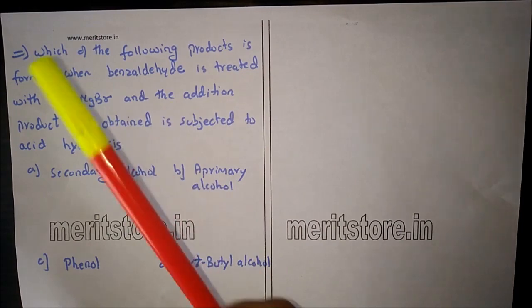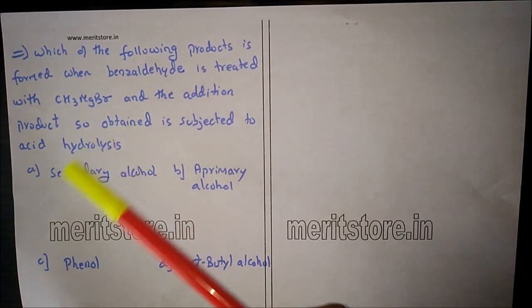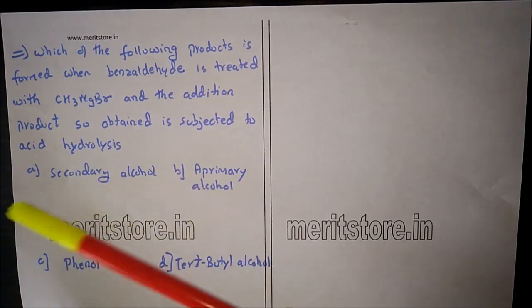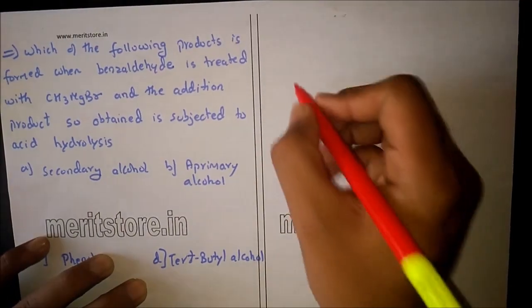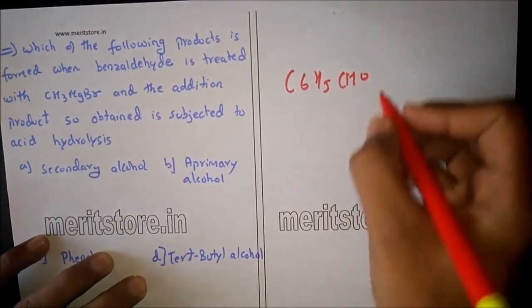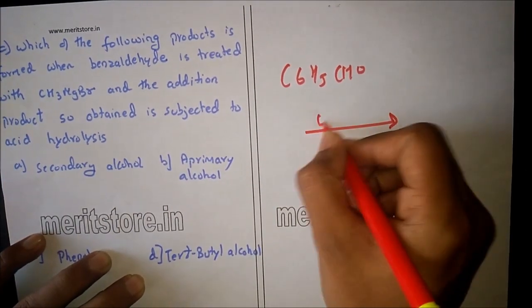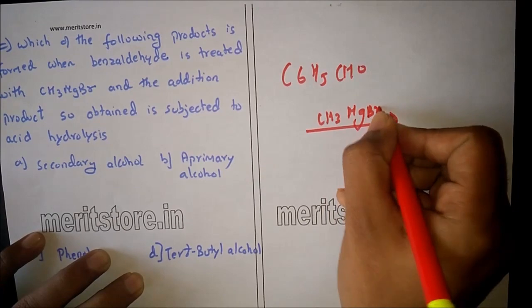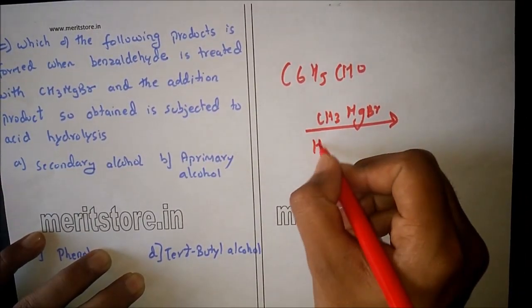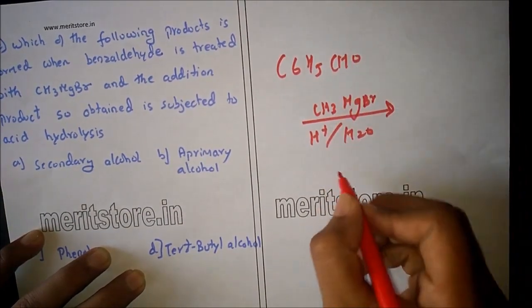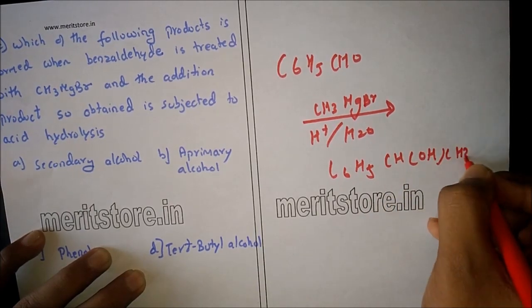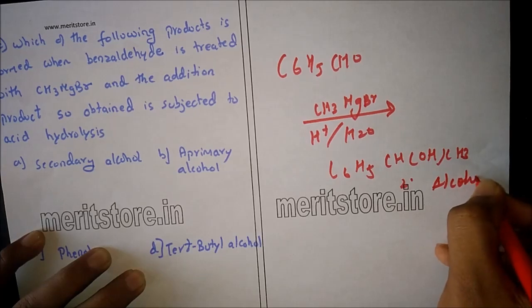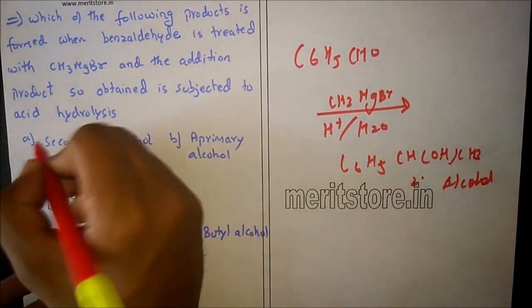Which of the following products is formed when benzaldehyde is treated with CH3MgBr and the addition product so obtained is subjected to acid hydrolysis? A. Secondary alcohol, B. A primary alcohol, C. Phenol, and D. Tertiary butyl alcohol. Now, benzaldehyde, C6H5CHO, was subjected to CH3MgBr, and the addition product was subjected to acid hydrolysis, H plus H2O. Therefore, the product formed was C6H5CH(OH)CH3, which is a secondary alcohol. Therefore, here the correct answer will be option A, secondary alcohol.